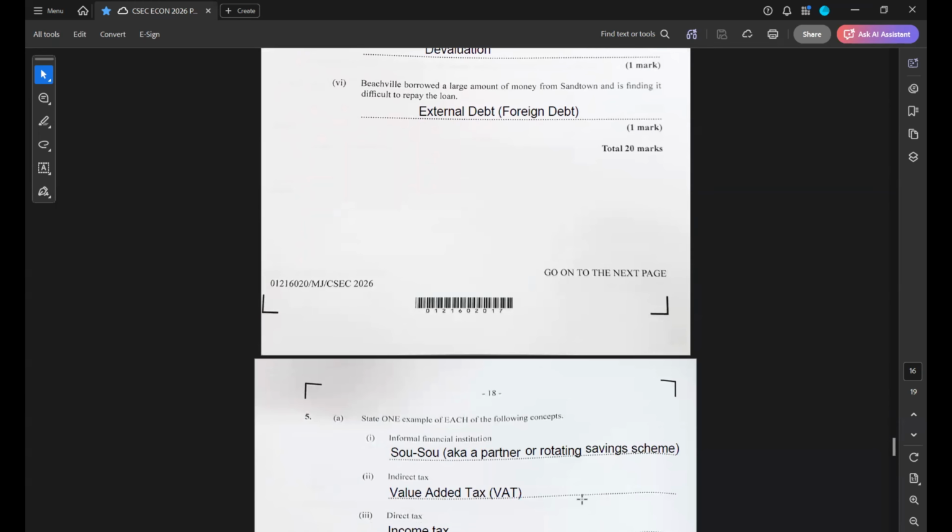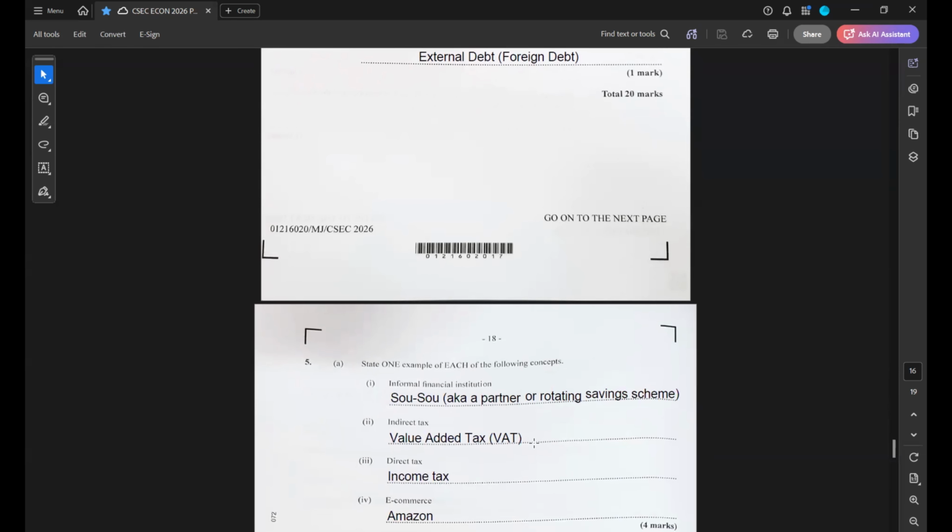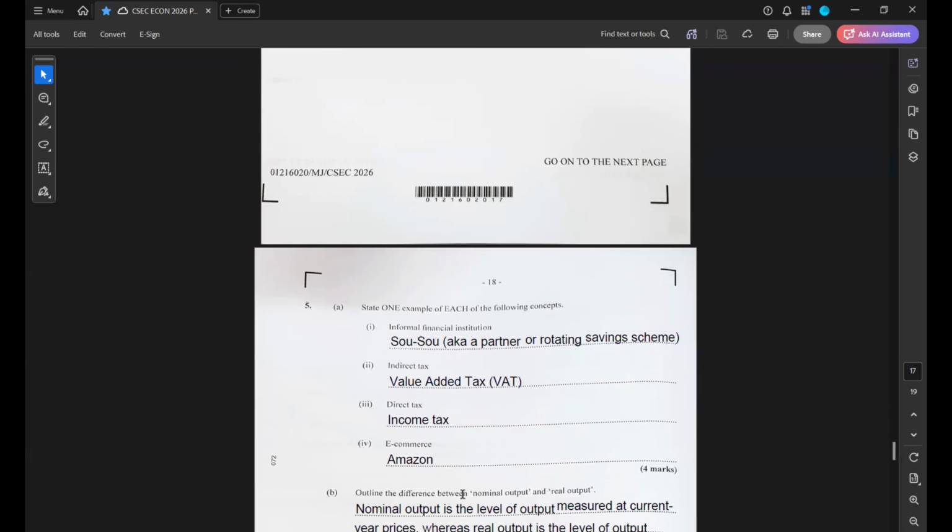Number five, state one example of each of the following concepts. Informal financial institution, SUSU, also known as partner or rotating savings scheme. Indirect tax, value added tax, which is a VAT, aka VAT. That's a street name, we know it as VAT, but the government name is value added tax. Direct tax, income tax, e-commerce, think about Amazon.